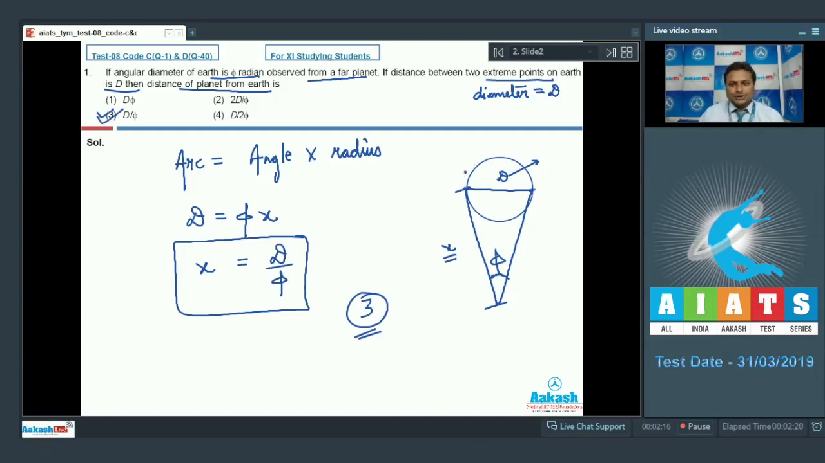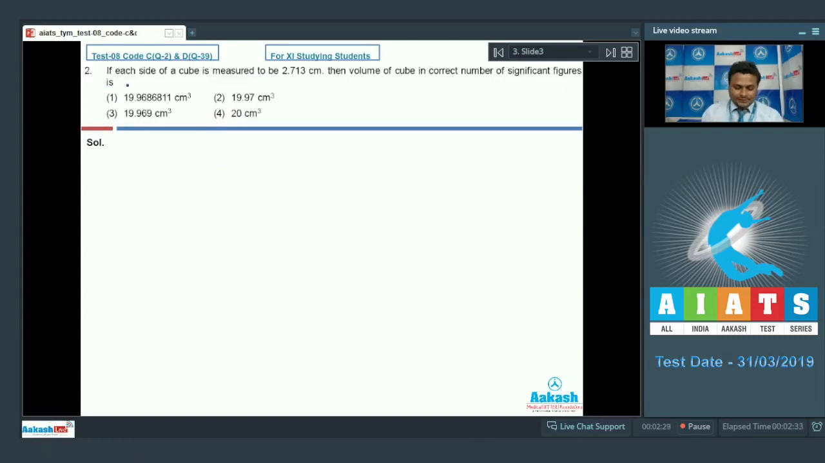Now let us proceed to the next question, that is question number 2. Here is question number 2. Students, if each side of cube is measured to be 2.713 centimeter, then volume of cube in correct number of significant figures will be what? Now we know that in case of multiplication and division operation of significant figures, the significant digits in the result will be the least significant in the input numbers. Or we can write the volume of cube will be what?